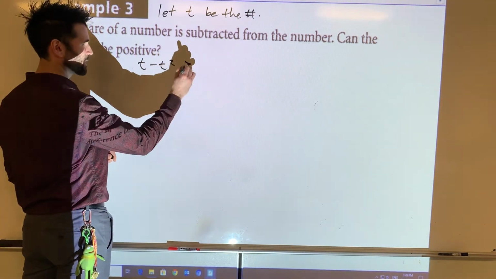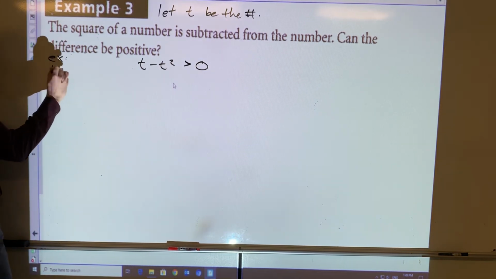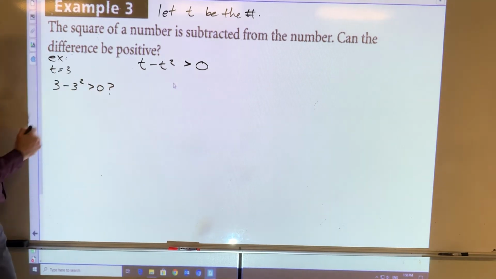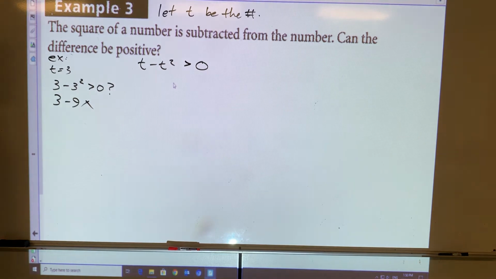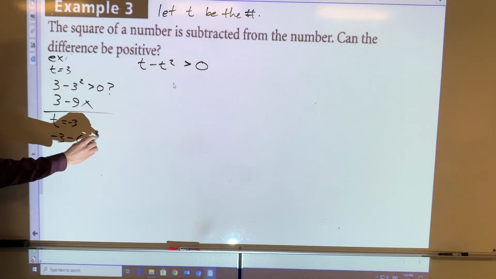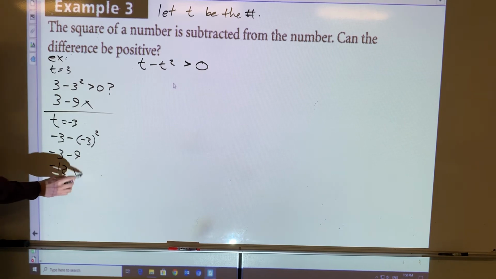Can it ever be greater than 0? We'll say 0. Let's try some examples. I don't actually know. If T is 3 and I go 3 subtract 3 squared, is that positive? 3 minus 9. Nope, that's going to give you -3. Okay, what if T is, give me another one. -3. Good, let's try a negative number. So -3 subtract -3 squared. So I get -3 subtract 9. So I just get -12. That's not greater than 0. Good try though, good thought.